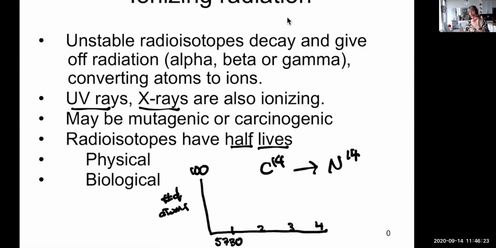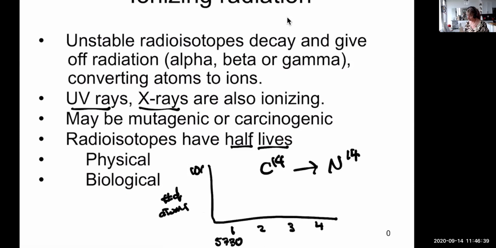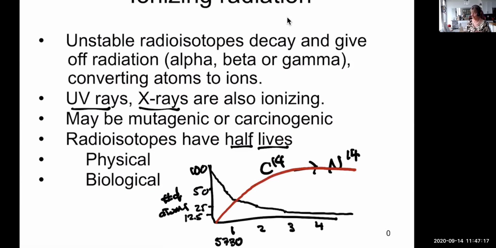So in any given sample that contains carbon 14, 100 atoms of carbon 14 will decay into 50 atoms in one half-life. In 2 half-lives, it will decay into 25 atoms. In 3 half-lives, into 12.5 atoms. So it is exponential decline. At the same time, nitrogen-14 will increase, like that. So that is the physical half-life of carbon-14.